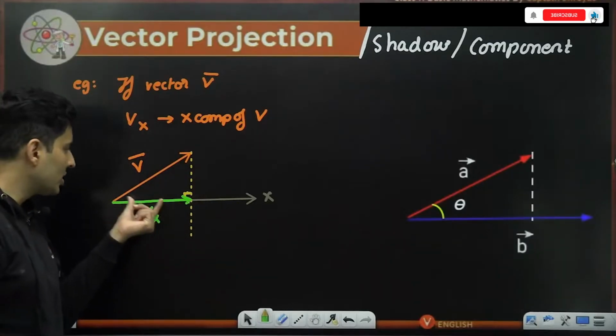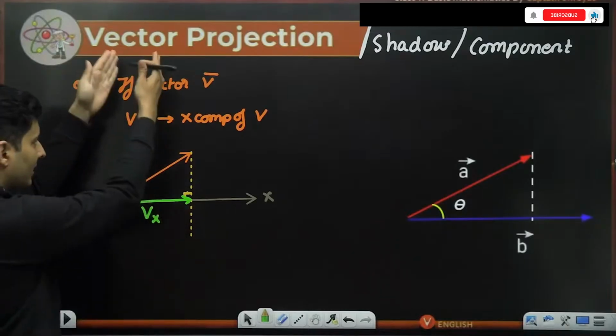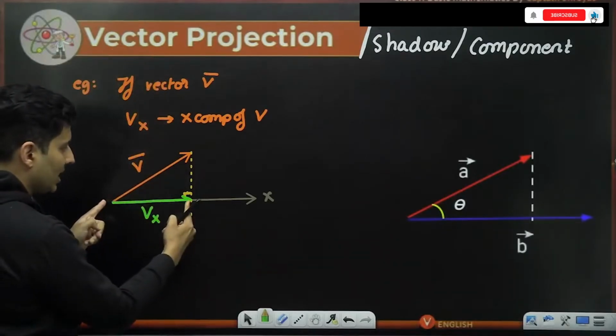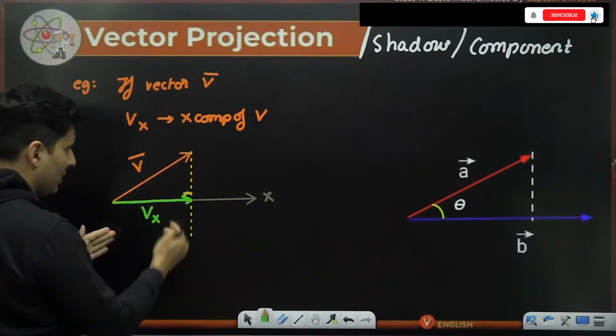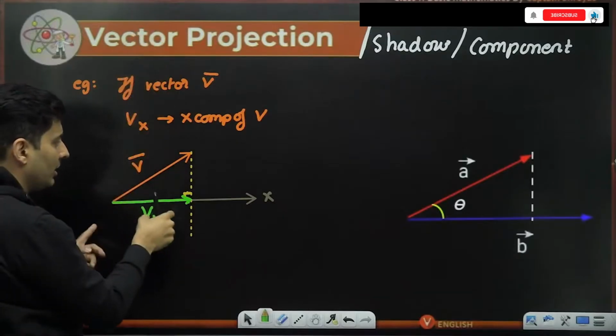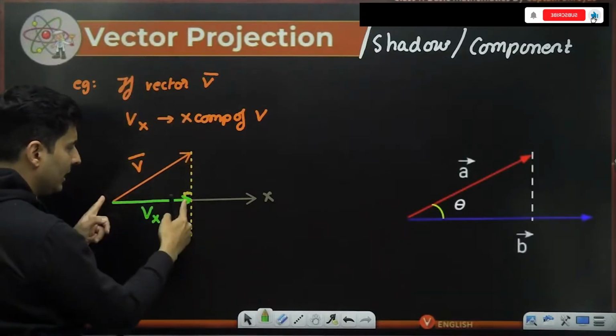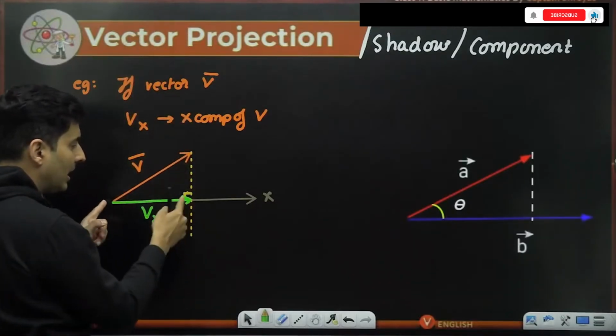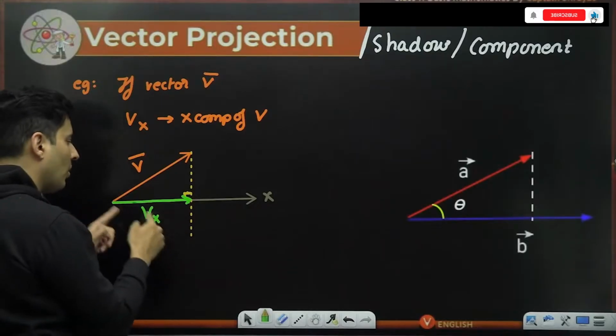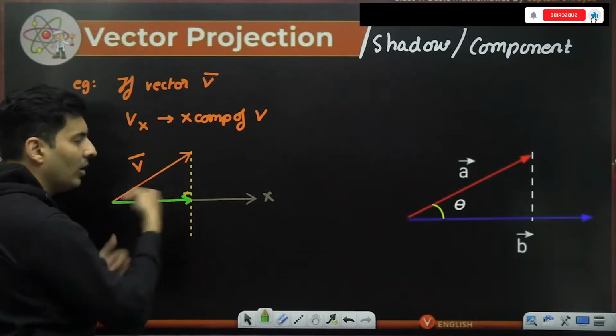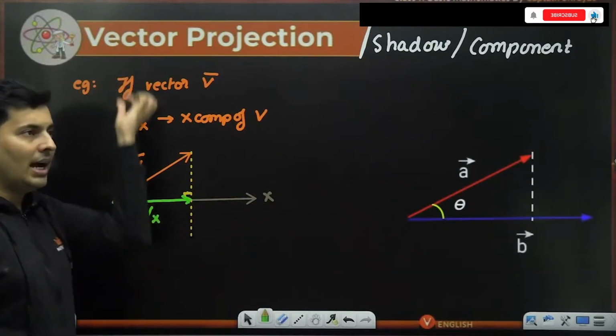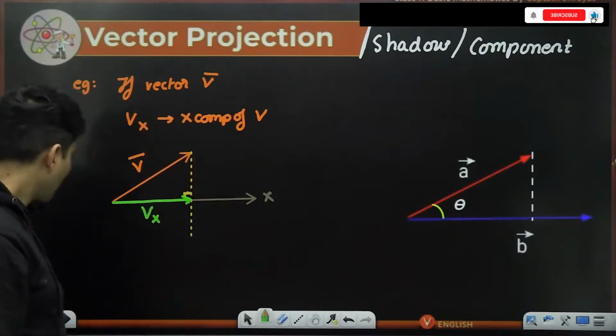This is also the shadow of v. Imagine light rays were coming from the top. This much will be the shadow. This is also the projection. That means if light was projected from the top along the yellow dotted line, this much will be the length of that shadow or the projection. It's also the component of that vector along that axis. That's how I write any vector.